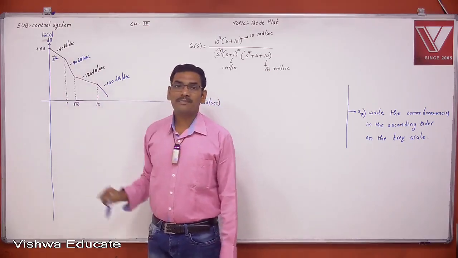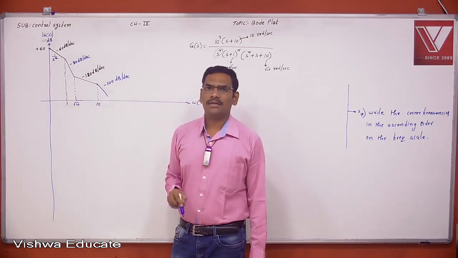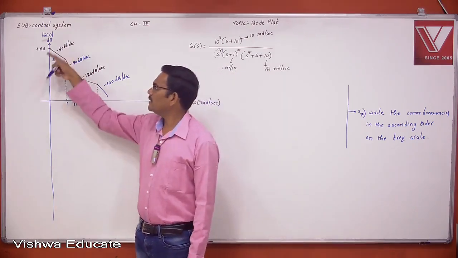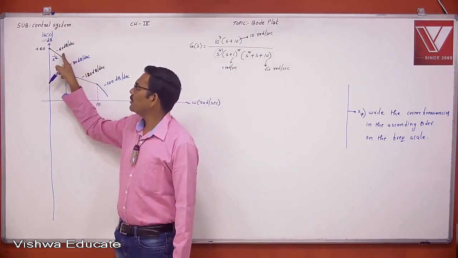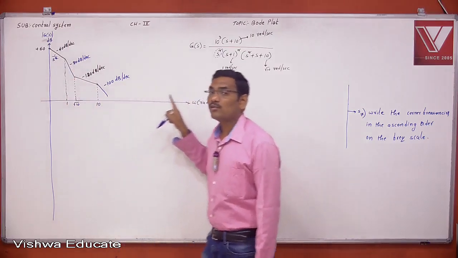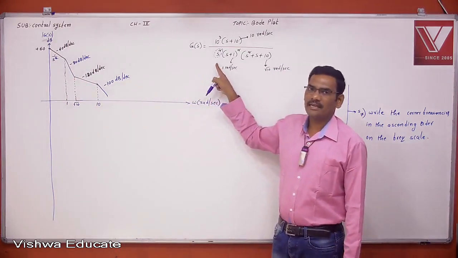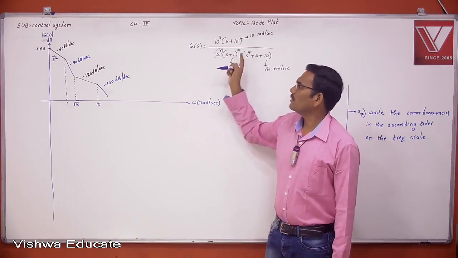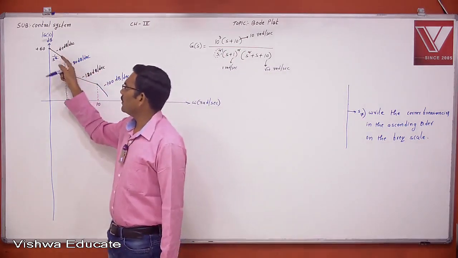The starting slope is plus 60 means 3 zeros at origin. Like that you can easily guess. See the 4 options. The starting slope is minus 40, and what should be the poles in our transfer function at origin? 2 poles at origin.